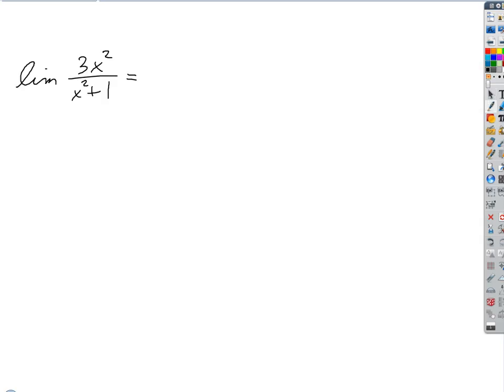But some different stuff today. We're going to add some new features to our table and some new concepts that are useful to us when we're analyzing functions.